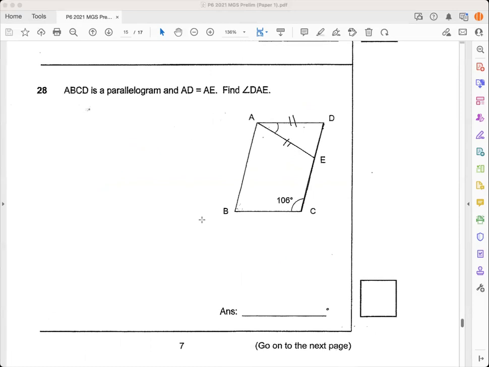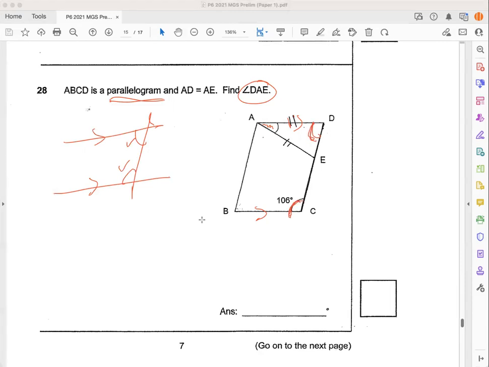Question number 28. Now, ABCD is a parallelogram. AD is equal to AE. This is already marked for you. Find angle DAE. Where's DAE? So, this angle. Now, this is a parallelogram, which means that these sides are parallel. We know that the interior angles of a parallelogram add up to 180. If this is parallel, then these two angles add up to 180. Which means this angle plus this angle add up to 180. So this angle will be equal to 180 take away 106. That gives you 74 degrees.